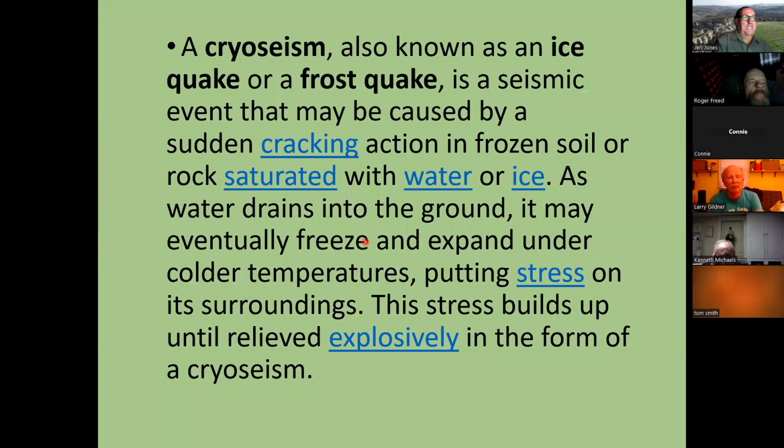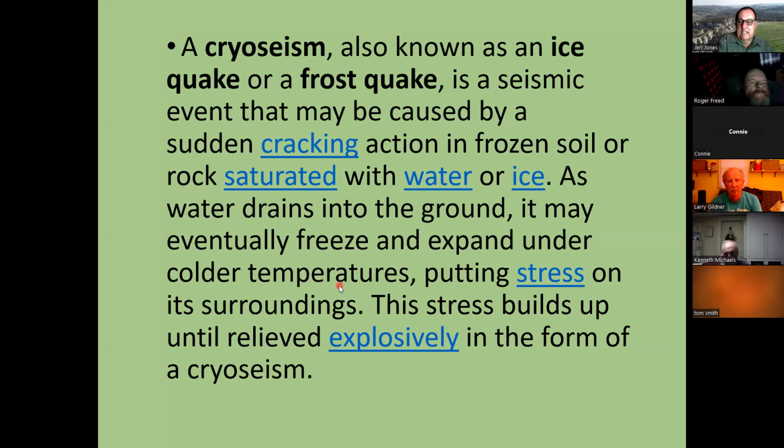All right, one last thing I want to make you aware of. There's a thing called an ice quake, a frost quake, a cryoseism. These occur in the early winter when we have a warm spell. We might have a lot of rainfall, 2 or 3 inches of rain, that saturates the soil, and the next day it's 25 degrees. It freezes the water, and when water freezes, it expands, and it literally puts off a little explosion sound. So it is caused by a sudden cracking action in frozen soil that is saturated, and that's an important word, saturated.